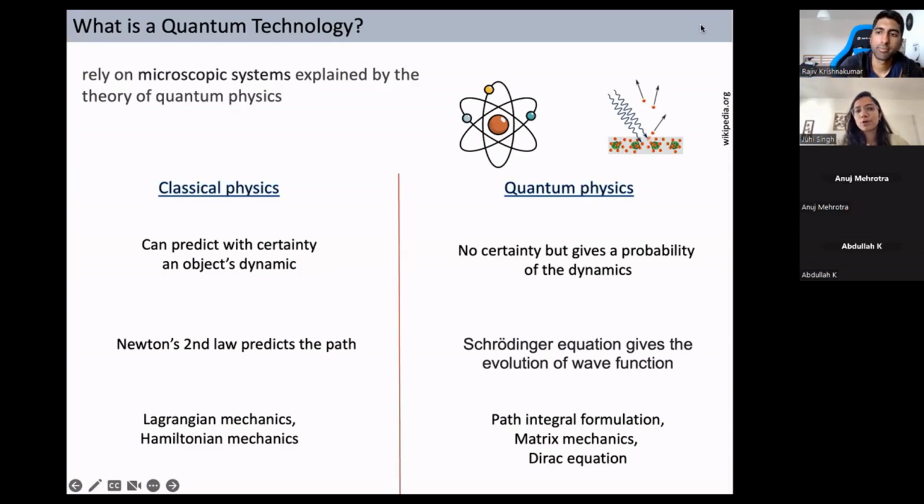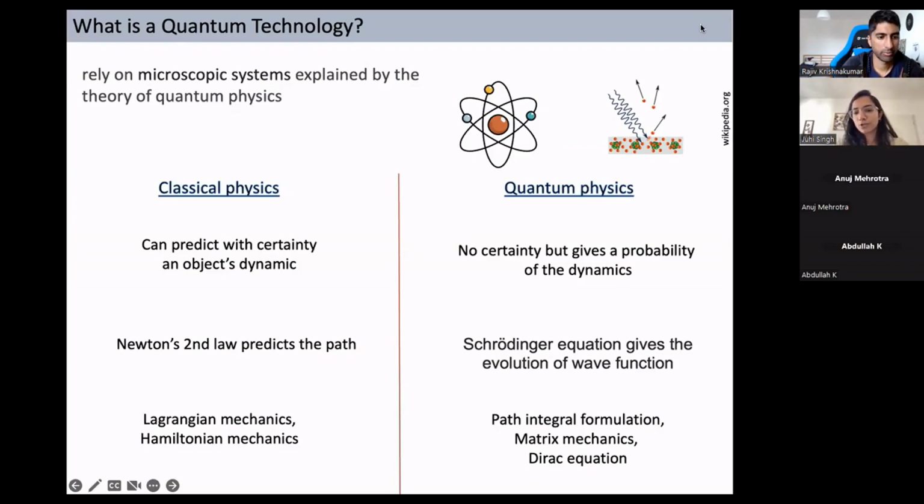And when you talk about quantum physics, what is that? We probably know how our classical world works. How is it different? In the classical world, if you are talking about an object, you can be certain about where it is. You can say with certainty its position and its dynamics. But in the quantum world, you don't have certainty. Instead, you talk about the probabilities of the dynamics.